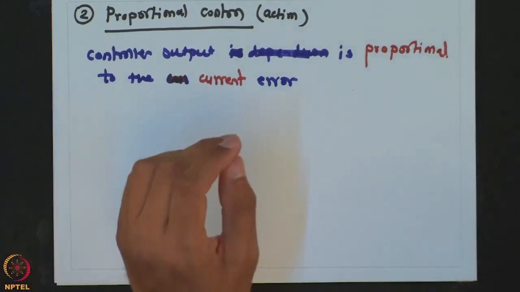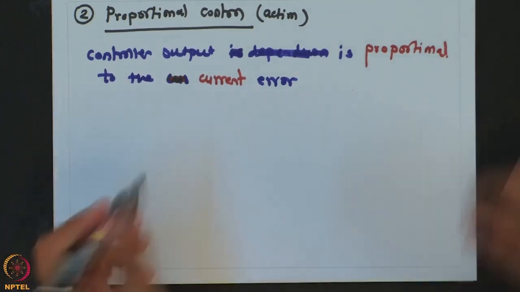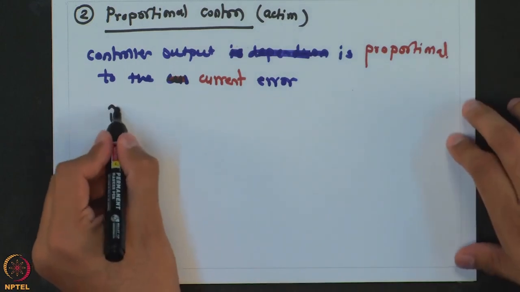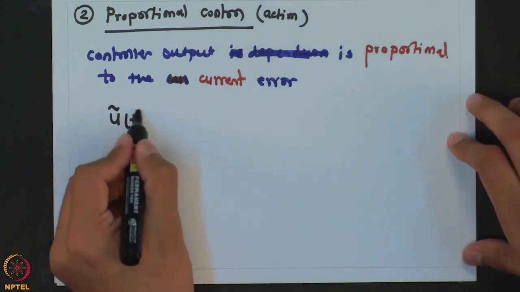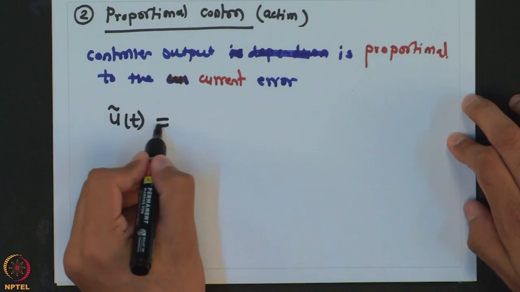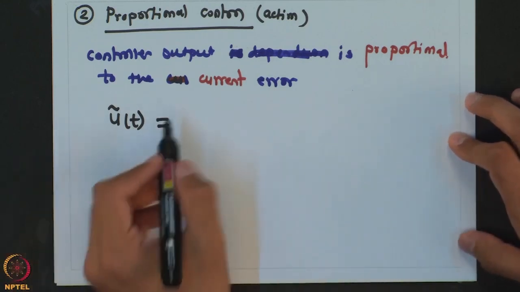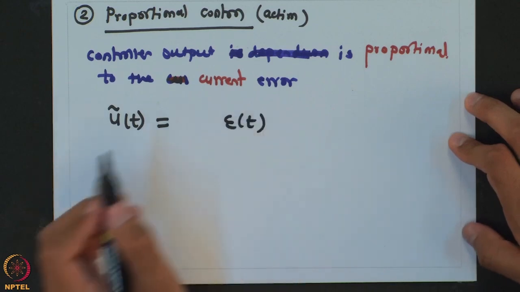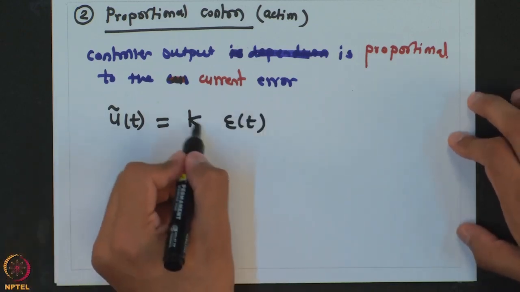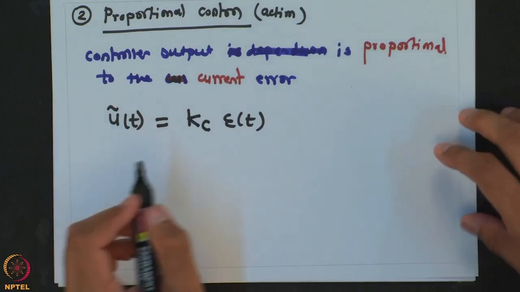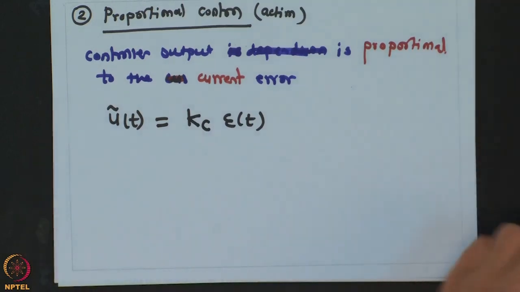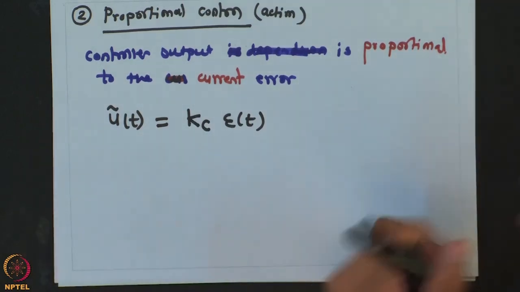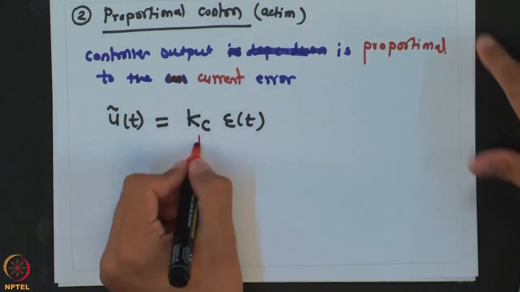So, in terms of the mathematical representation, what we will be writing is the deviation from the controller at any time, the signal generated by the controller will be proportional to the error at that time, and that proportionality constant will be represented as Kc, and is called the controller gain.